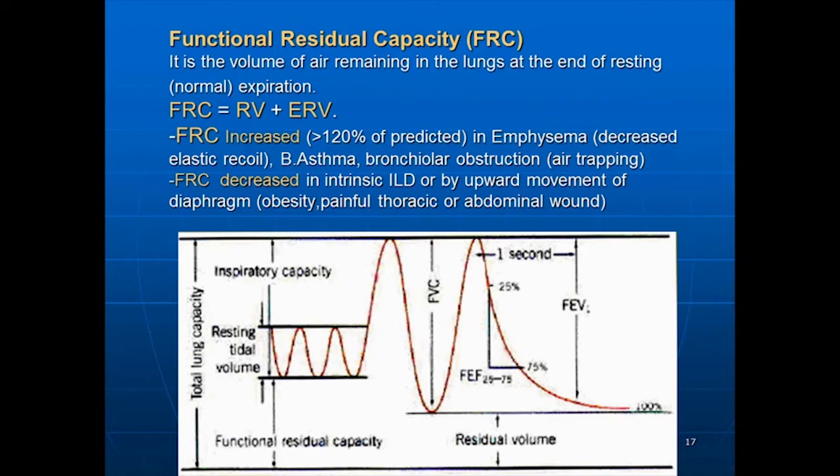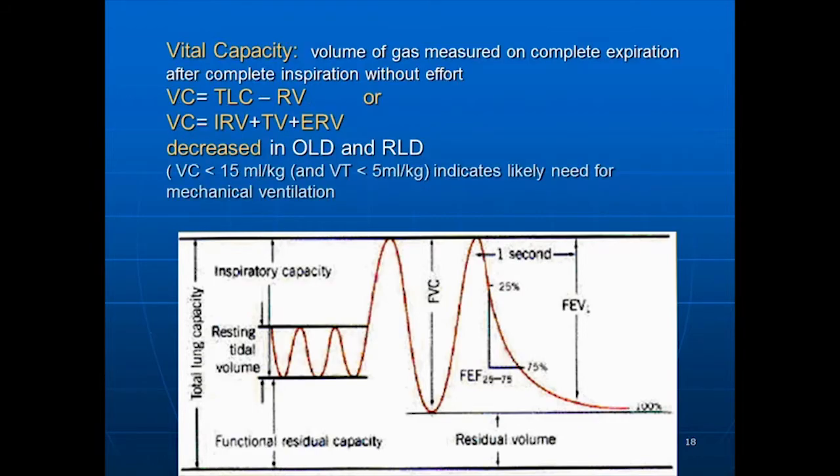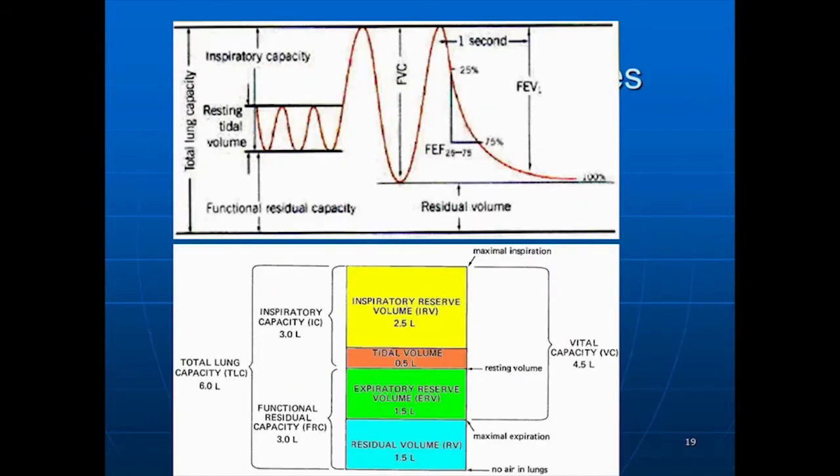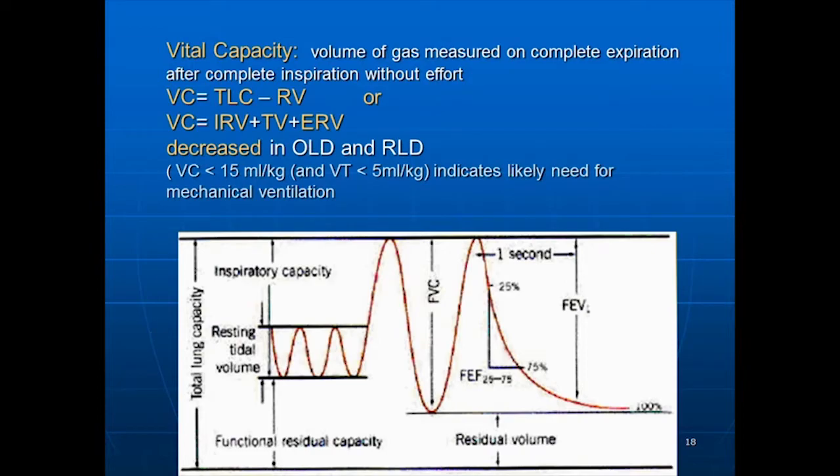Your FRC, all of us know about FRC in anesthesia. It's the volume of air remaining in the lungs at the end of a resting expiration. In obstructive disease, because of air trapping, it's increased. So it's increased in obstructive disease, decreased in restrictive. Vital capacity is the volume of gas measured on complete expiration after complete inspiration. It is sometimes normal and can be increased in obstructive disease, and is decreased in restrictive disease.